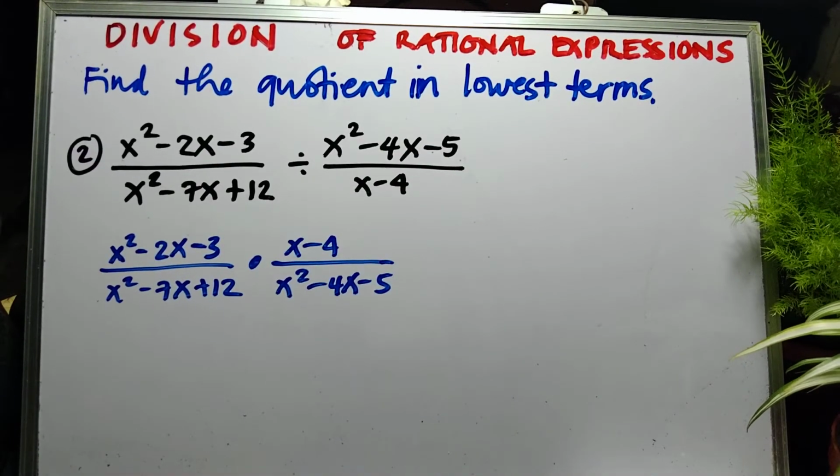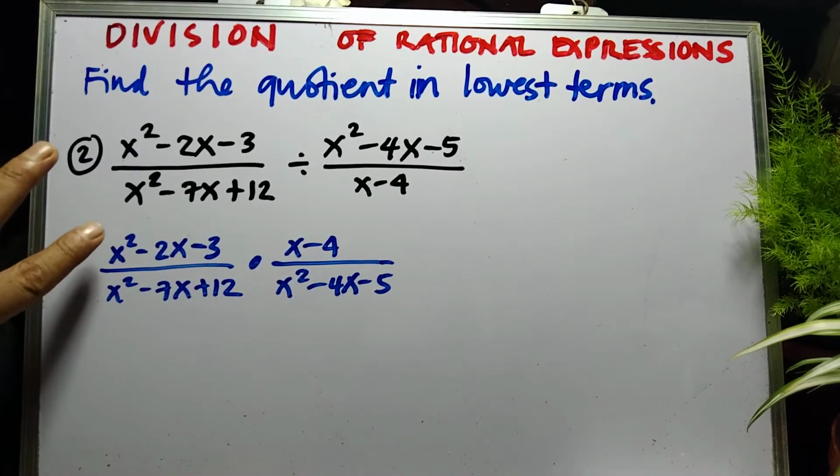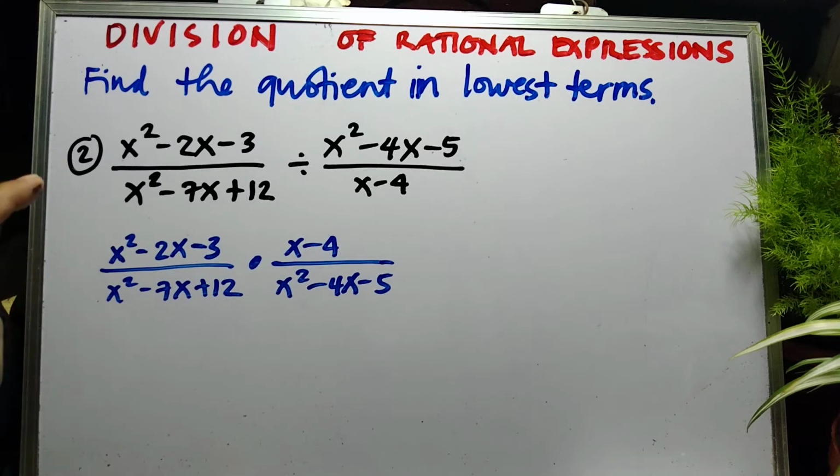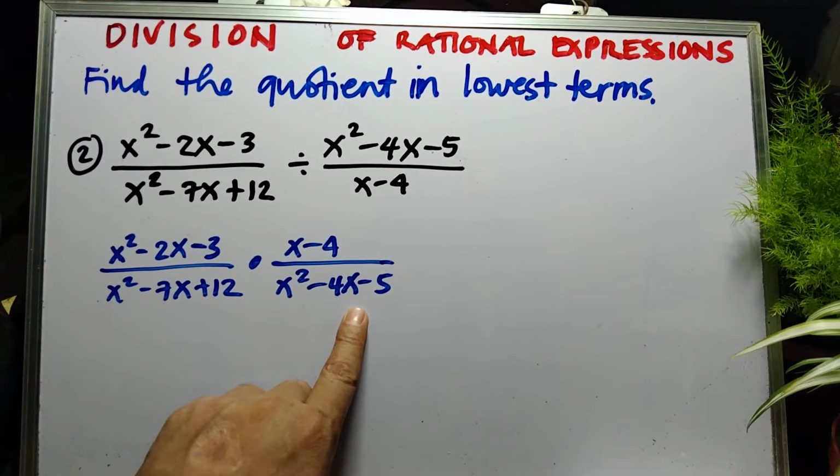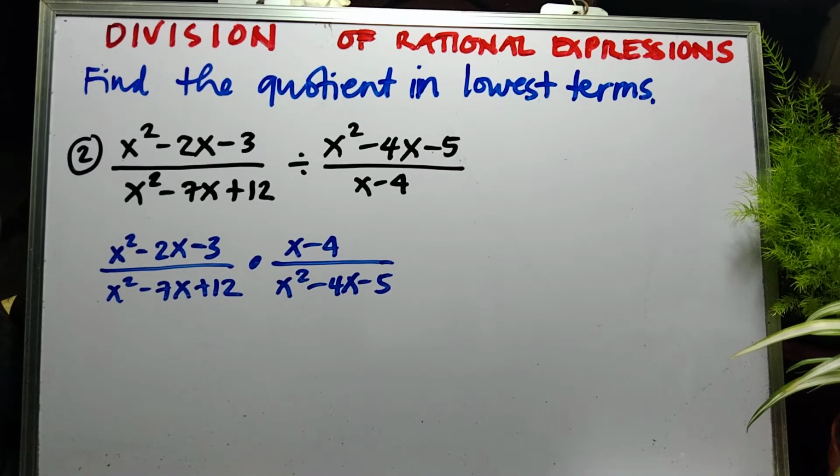Now, we already knew that the numerator here can be factored. The denominator here can be factored. The denominator here can be factored. So let's factor that one so that we could reduce the product to its lowest term.